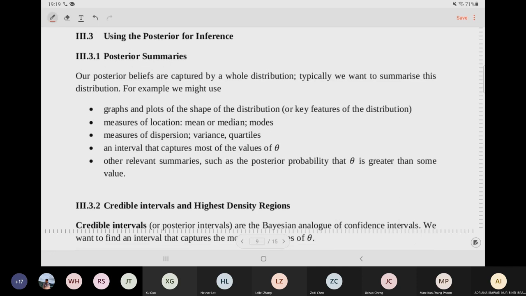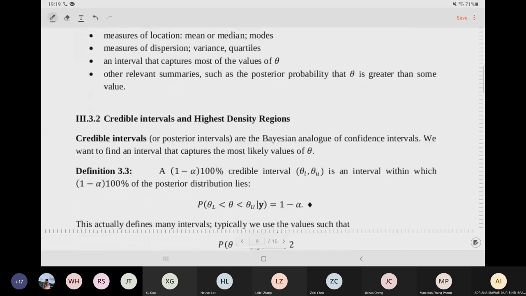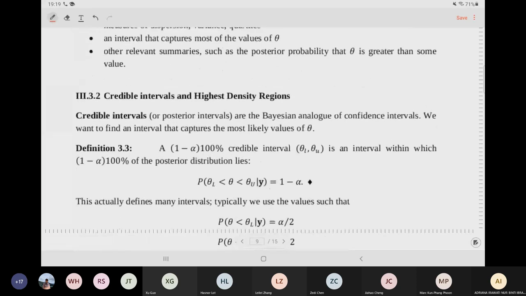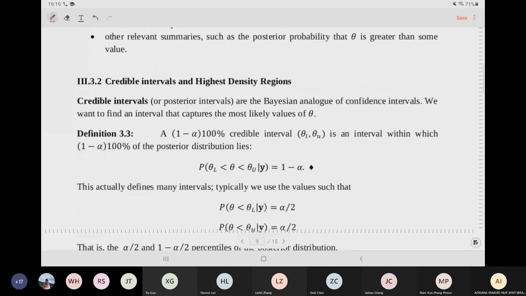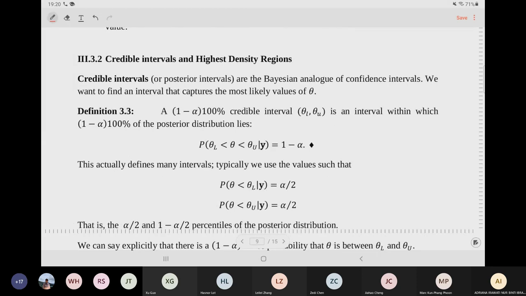One of the things people use it for is the interval. This is similar to the confidence interval, but for Bayesian it is called the credible interval or posterior interval. There are two kinds of interval: the credible interval and the highest density region. The credible interval has a similar definition to the usual interval: we have a 1 minus alpha 100% credible interval.